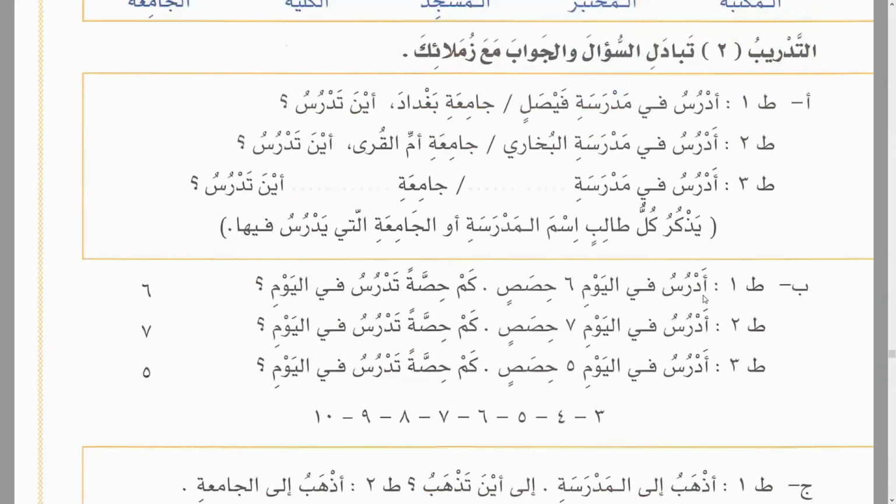Next, for example, أدرس في اليوم, next bar is أدرس في اليوم 6 حصص. I study 6 lessons, 6 periods. كم حصة تدرس في اليوم؟ So he'll say أدرس في اليوم 7 حصص. كم حصة تدرس في اليوم؟ How many periods do you study? أدرس في اليوم 5 حصص. كم حصة تدرس في اليوم؟ And how many periods do you study?